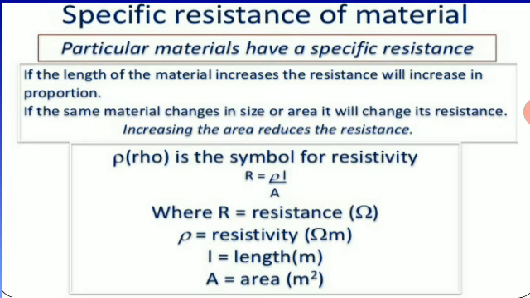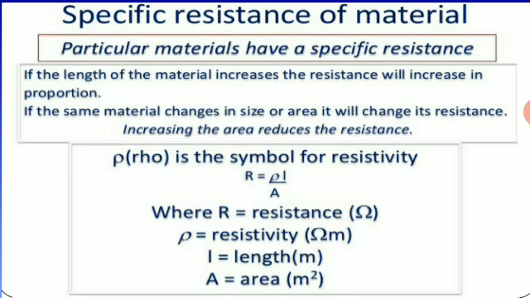A particular material has a specific resistance, and it is denoted by rho. We know that R is directly proportional to length and inversely proportional to area, and to remove this proportionality sign we have a constant known as rho. So rho is equal to R A upon L, where rho is the resistivity, R is the resistance, A is the area and L is the length. If the area is 1 meter square and L is 1 meter, the resistivity becomes equal to the resistance.